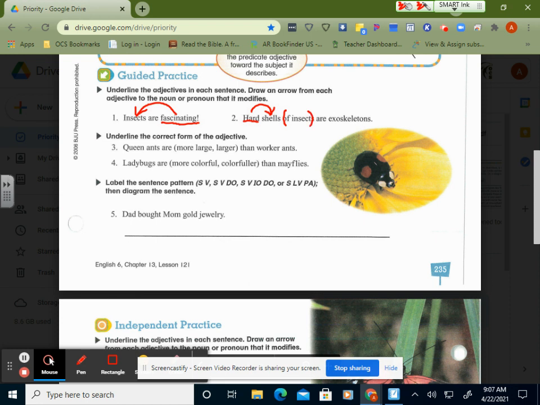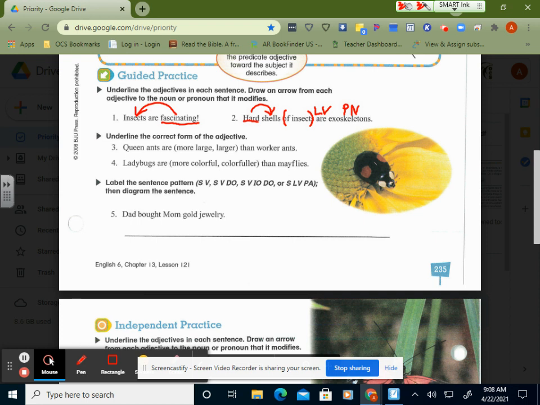Are is a linking verb, but exoskeletons is what? PA. No. PN. Exoskeletons is a noun. So it's not another adjective. It's a predicate noun. You did a good job. It's another noun. So the only adjective there is hard, describing shells.